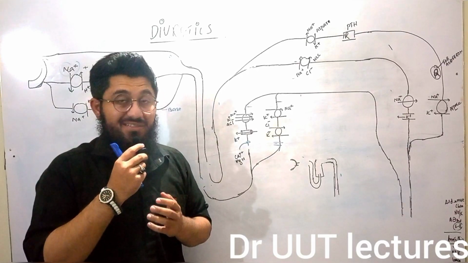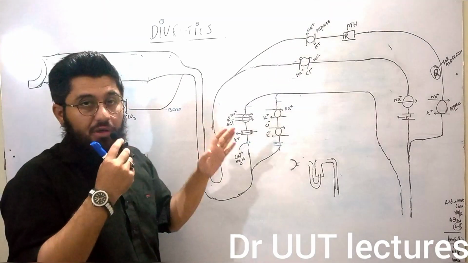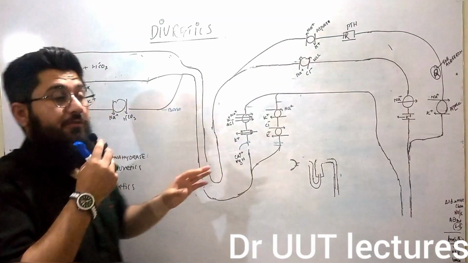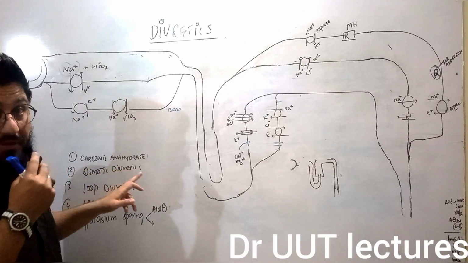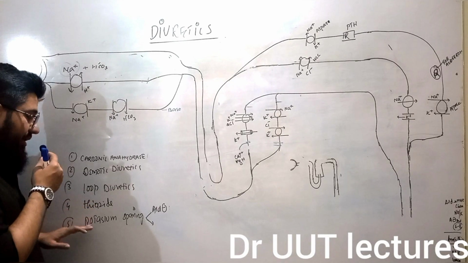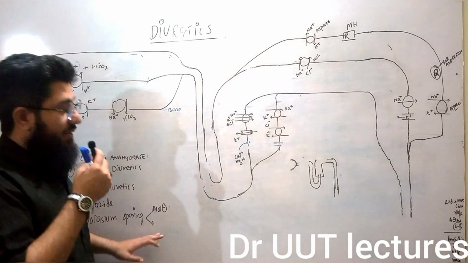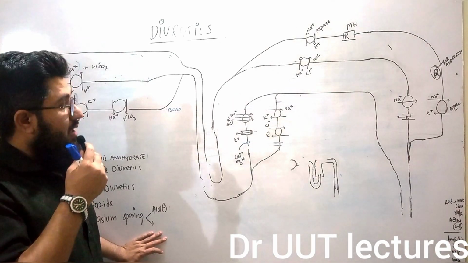The topic of today's discussion is diuretics. In this lecture, we will talk about the mechanism of action of the diuretics: the carbonic anhydrase inhibitors, osmotic diuretics, loops, thiazide, potassium sparing. In this, we'll talk about the aldosterone inhibitors and some others.